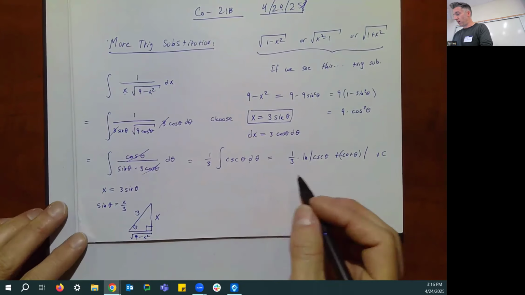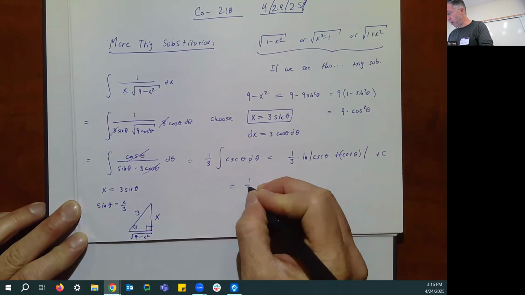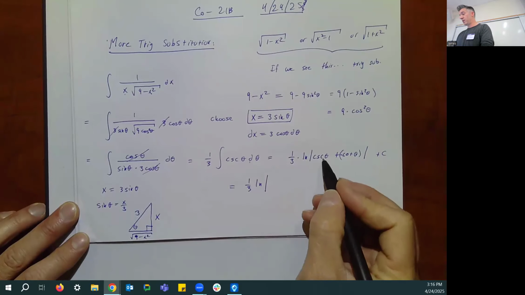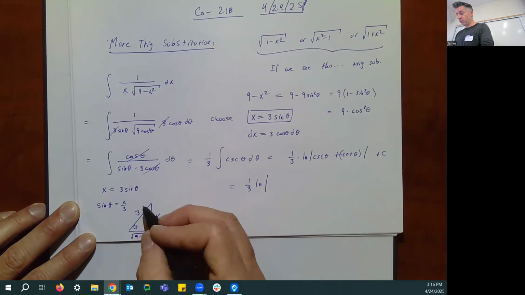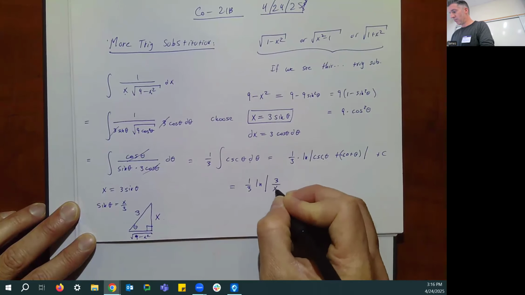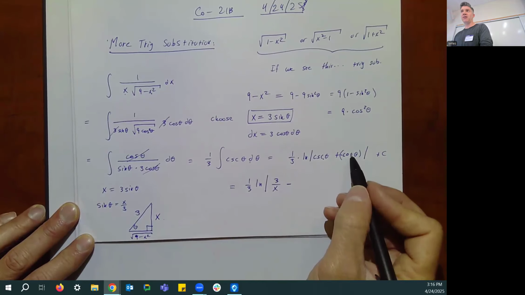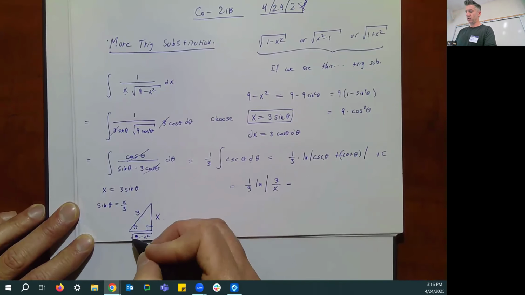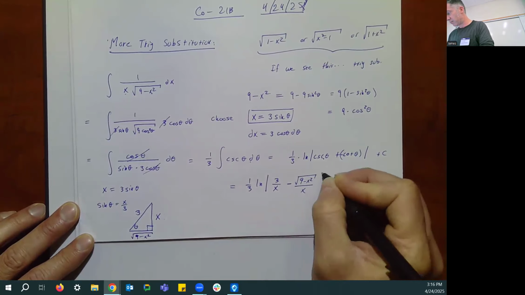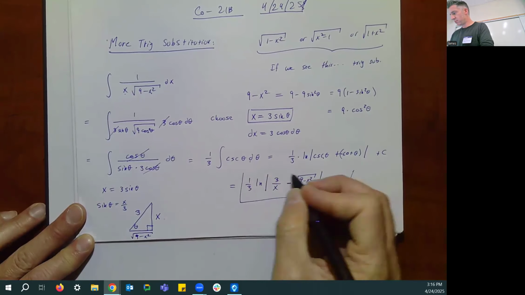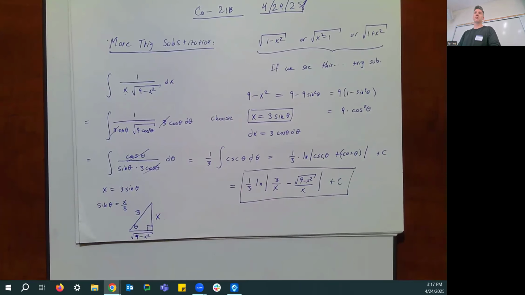And then, to finish the problem, we look at our triangle. Cosecant of theta is the reciprocal of sine, so it should be 3 over x, minus cotangent of theta. Well, tangent is opposite over adjacent, so cotangent is adjacent over opposite. So it's the square root of 9 minus x squared over x. And I guess you could write that as one fraction in your absolute value if you wanted to, but it's not super necessary.